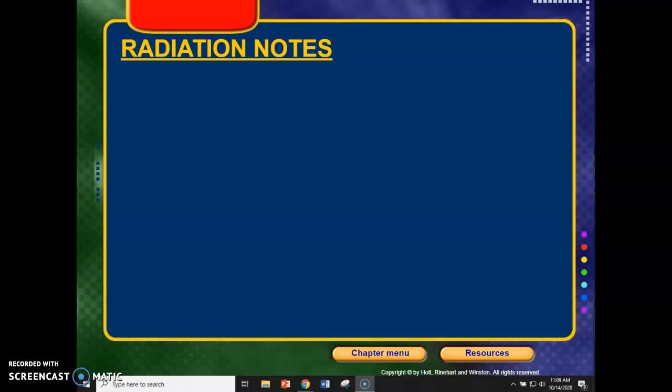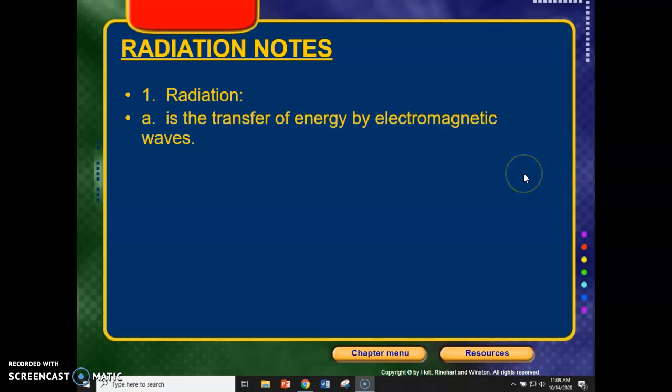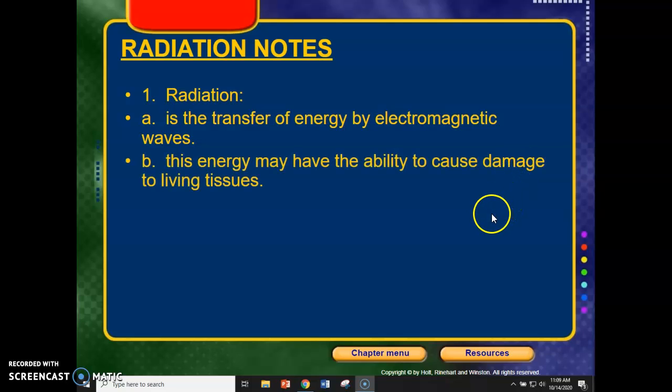So we are going to start today our discussion on radiation. I know we actually had notes on these today in class, so this is going to be a review, and I'm going to try to fly through it really quickly. Remember that radiation is the transfer of energy by electromagnetic waves. Electromagnetic waves can damage living tissue, and that's why we need to be careful around them.